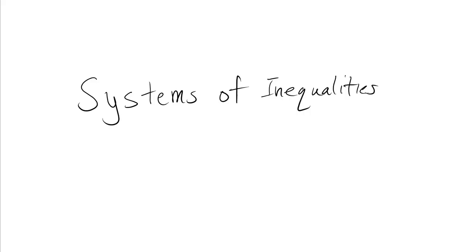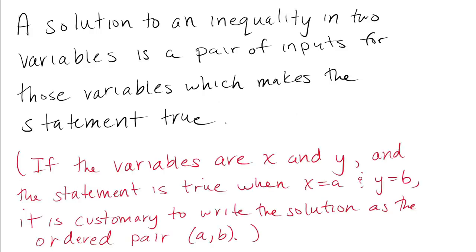In this lecture, we're going to talk about solving inequalities in two variables with an end goal of building up to systems of inequalities. Let's first talk about what it means to find a solution to an inequality in two variables. A solution to an inequality in two variables is a pair of inputs for those variables which makes the statement true. So similar to the solution to an equation, a solution to an inequality is just a set of inputs for the variables that make the statement true.